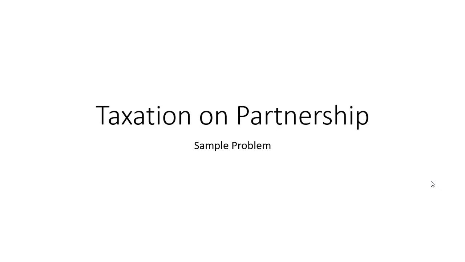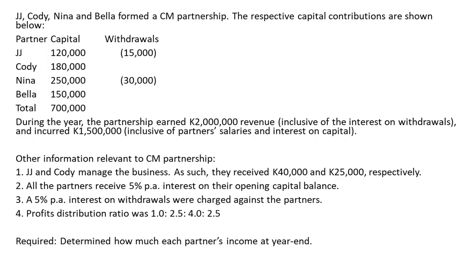Alright, so we have our sample problem for taxation on partnership. We have 4 partners with their respective contributions or capital, and for the year they have withdrawals that they have made. So we have JJ, Cody, Nina, and Bella. The total capital is 700,000.